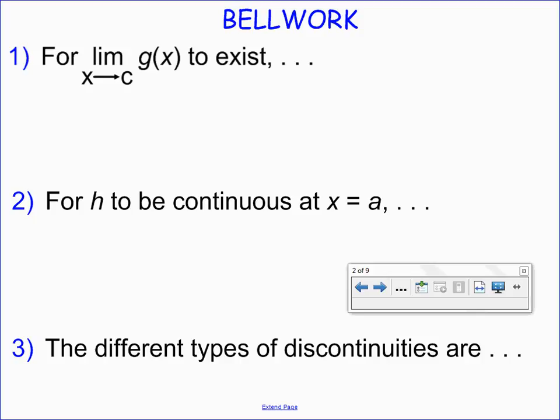For the limit of g of x as x approaches c to exist, what has to be true? And we can write that using proper notation. So what has to be true for the overall limit of g of x as x approaches c to exist? Anna? The limit of g of x as x approaches c from the left side and the limit of g of x as x approaches c from the right side is equal.